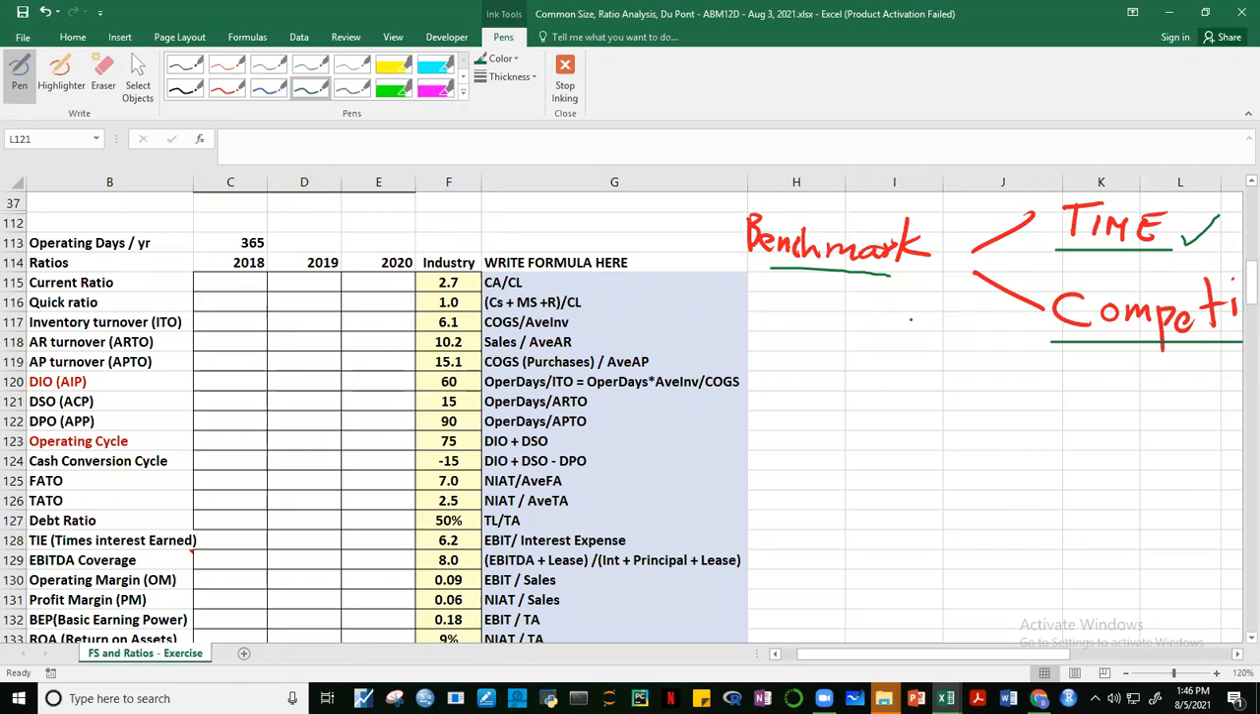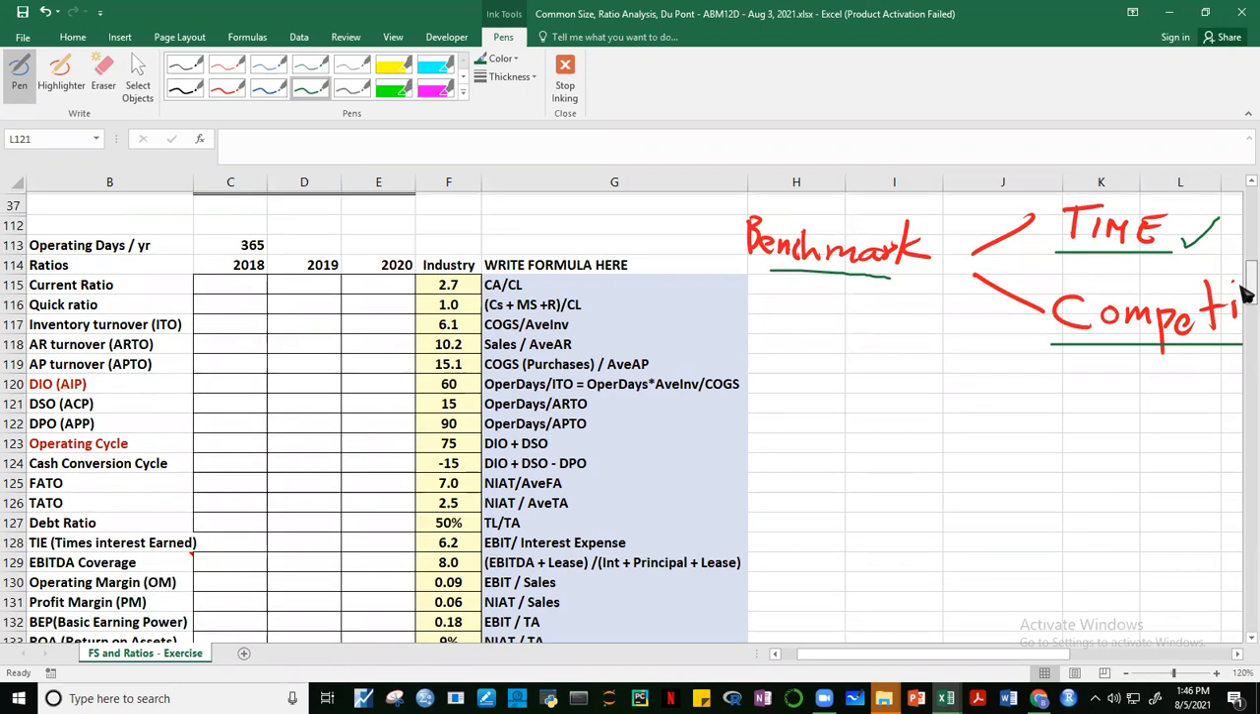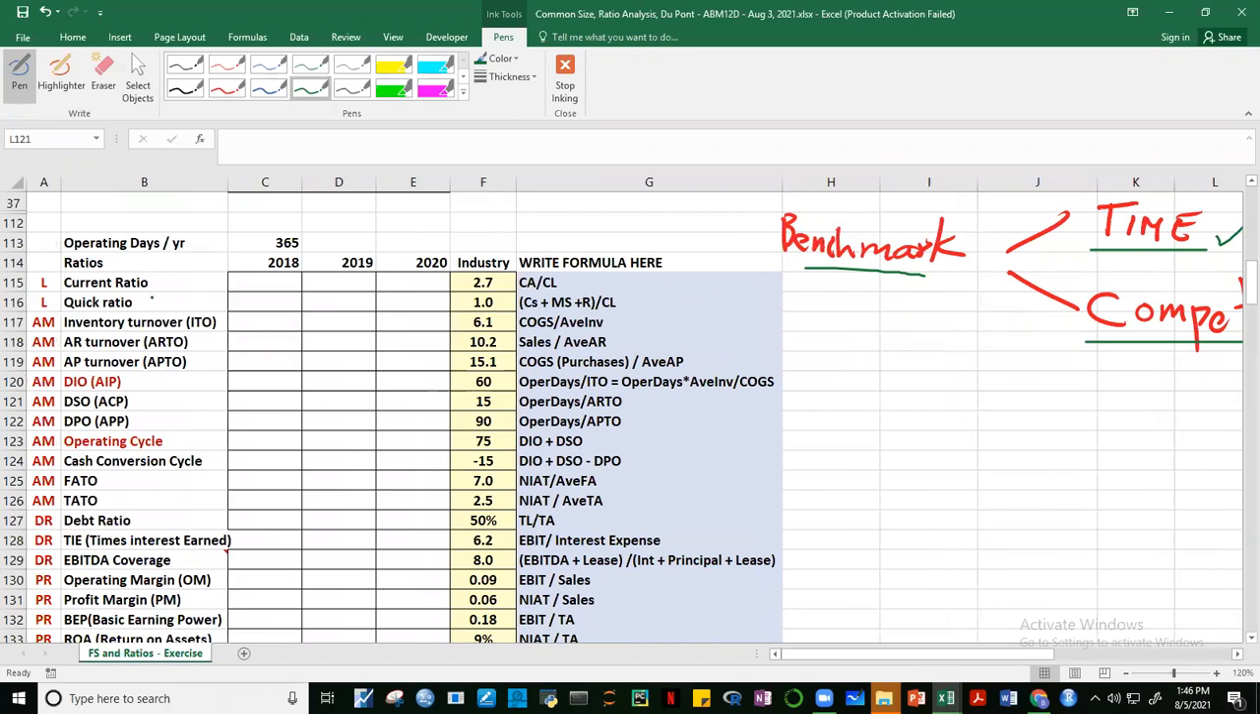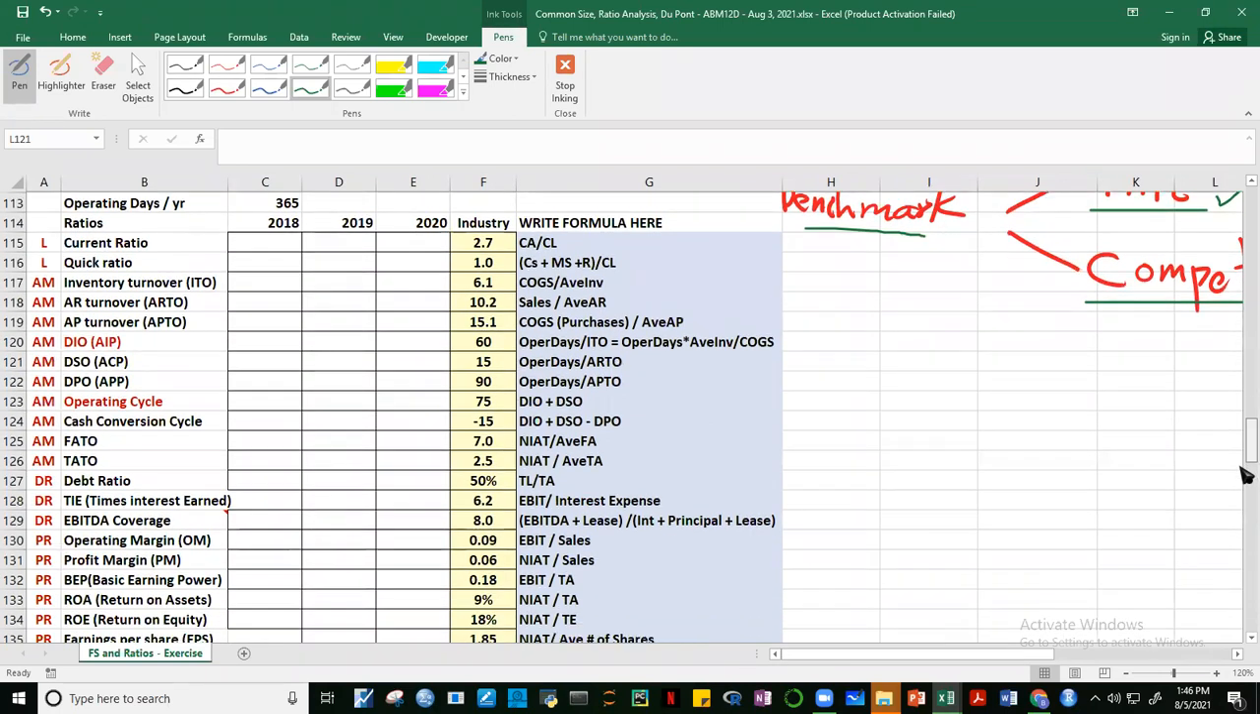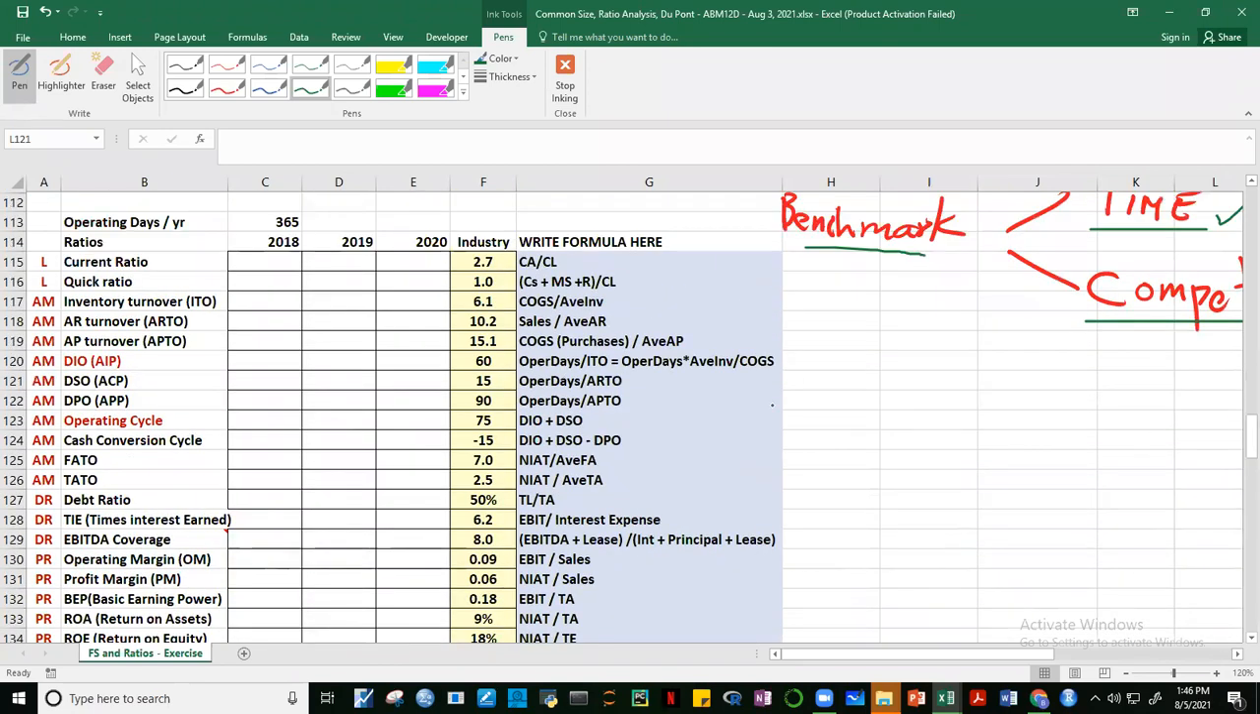Okay, so let's now compute for these ratios. So 5 yung ratios na to, no, guys? You have L, you have AM, you have DR, you have PR, and you have MD. So we're going to take a look at the performance of a firm based on these 5 types of ratios. So ano yung mga ratios na yun? Okay, number 1 is your liquidity. We have number one, we have liquidity ratio.